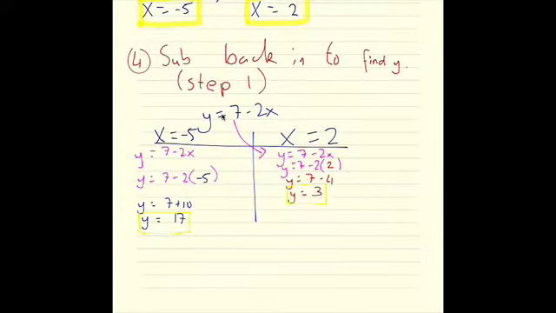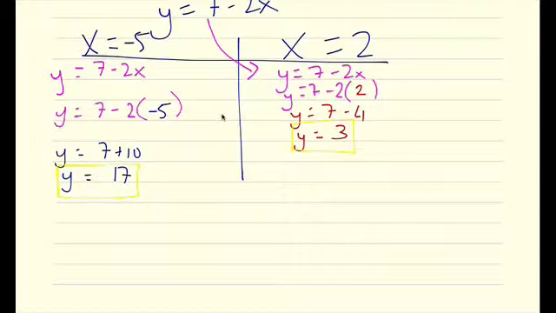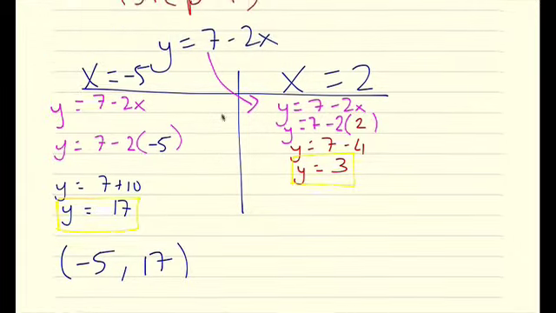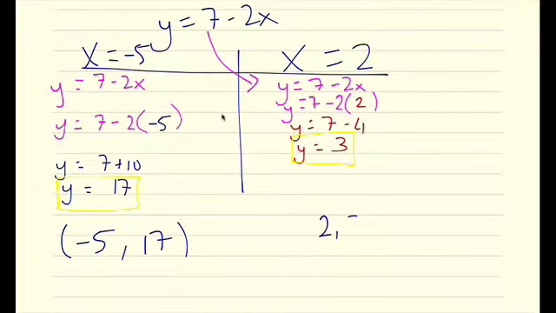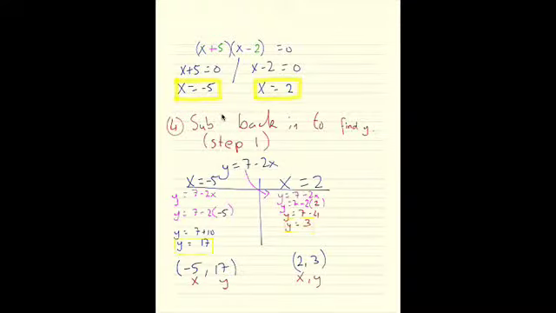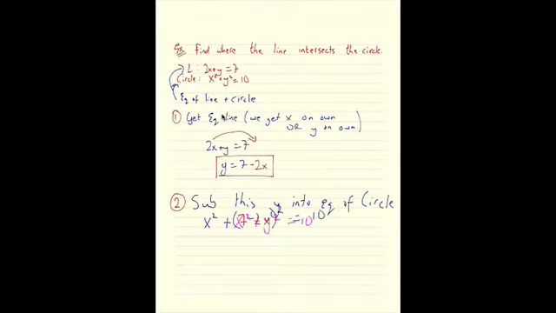What did we just find? So for this x, this was minus 5, 17. This was 2, 3. So this is my x, that was my x and y, that was my x and y. What do these two things mean? Can anyone tell me? Intersections. The 2 intersections. Yeah, exactly.